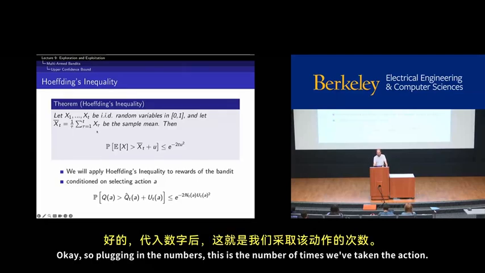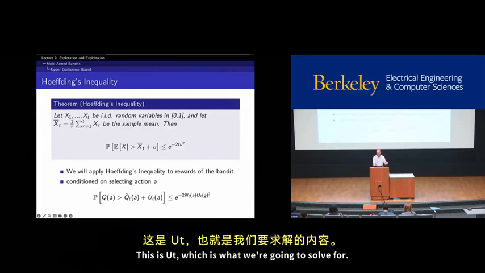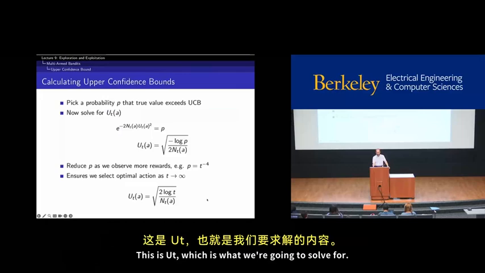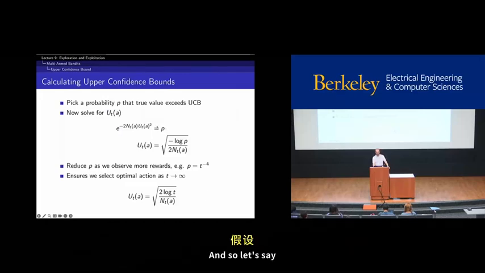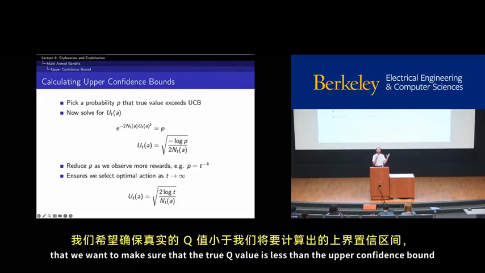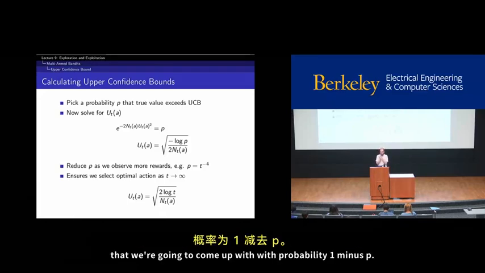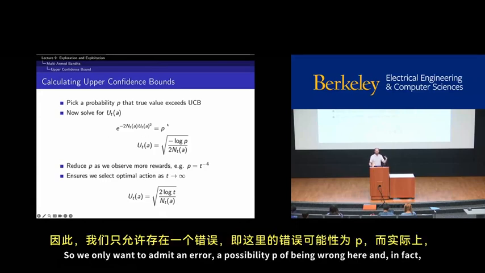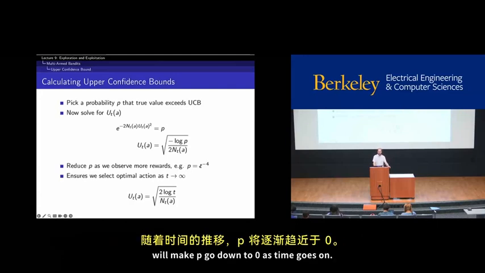Okay, so plugging in the numbers, this is the number of times we've taken the action. This is u_t, which is what we're going to solve for. And so let's say that we want to make sure that the true Q value is less than the upper confidence bound that we're going to come up with with probability 1 minus p. So we only want to admit a possibility p of being wrong here. And in fact, we'll make p go down to 0 as time goes on.